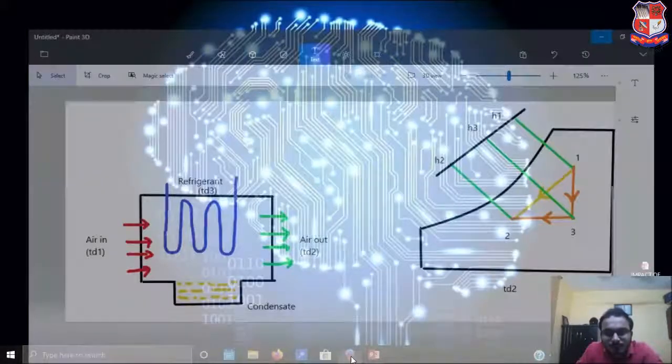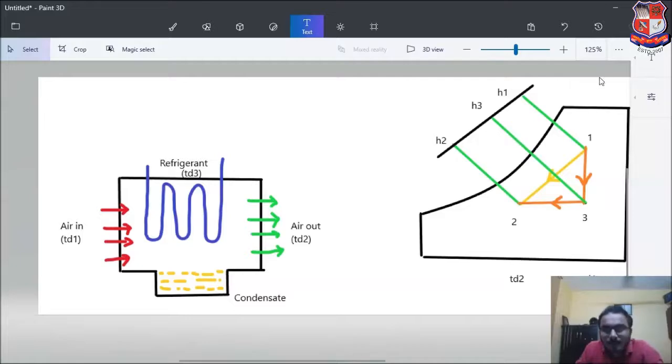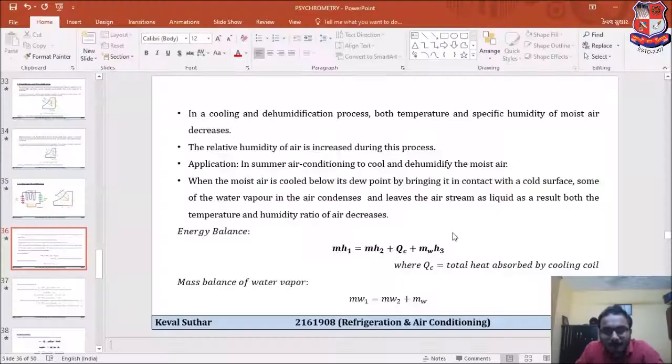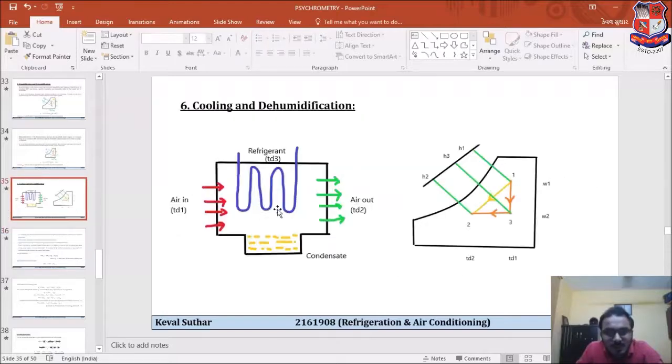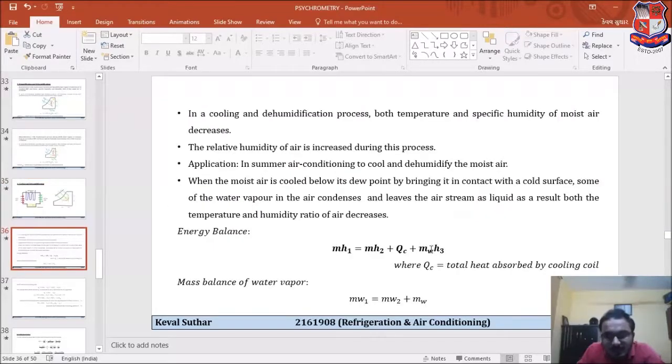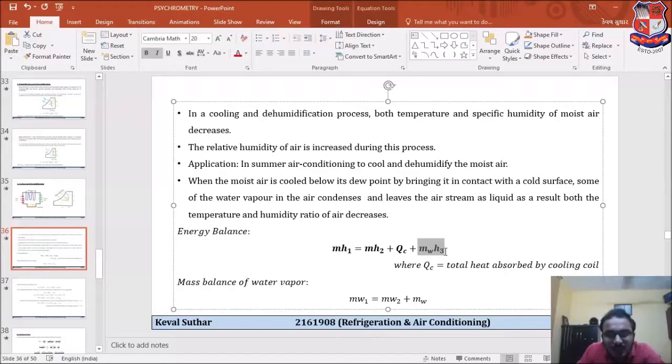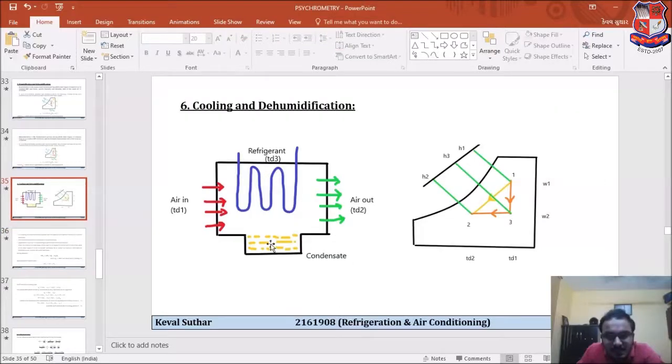And at the same time, here QC is what? Total heat absorbed by the cooling coil. So some heat will get absorbed by this cooling coil. Okay, so this is also taken from the inlet of mass. And then the third is MWH3. What is this portion? This is the mass of water which is being condensed, that is MWH3.